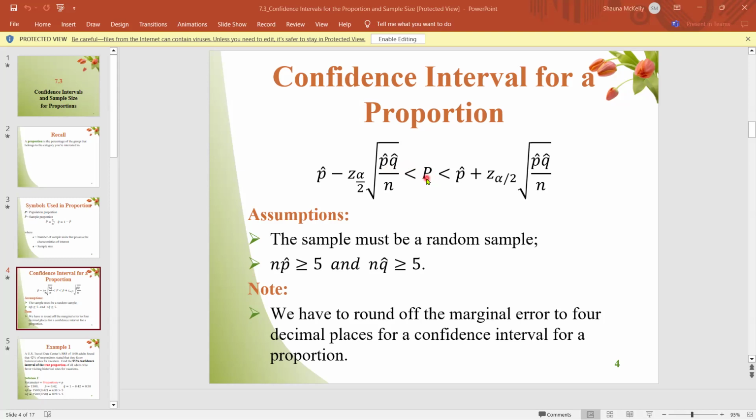We do tend to test our assumptions. She may ask you to do this. And so we have two assumptions that we follow. The sample must be a random sample. And again, that will be stated in the problem. And N times P hat is greater than or equal to 5, and N times Q hat is greater than or equal to 5. Notice it's not 10, as it was when we were doing the central limit theorem. This is only 5 this time. So note that.